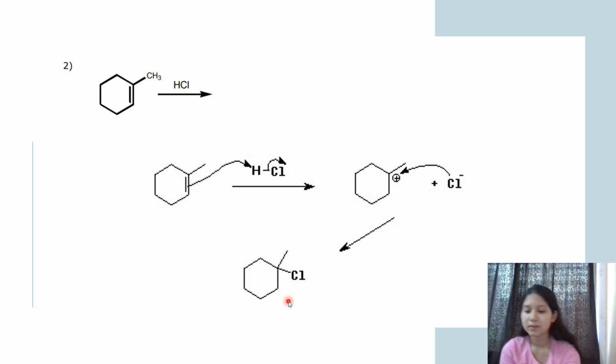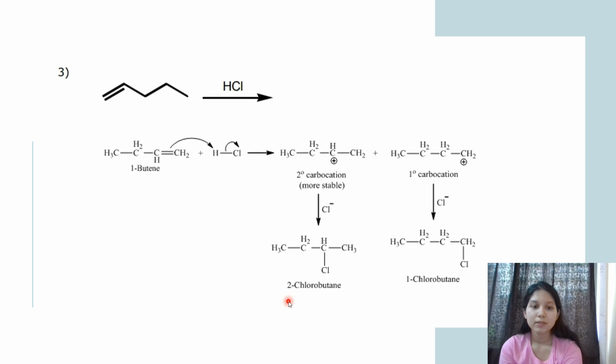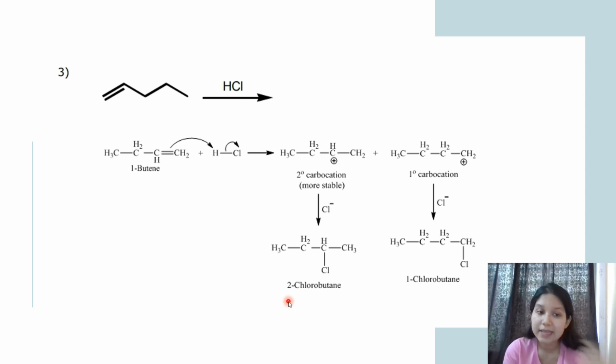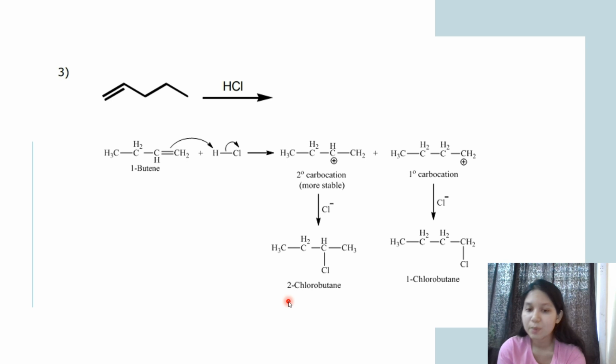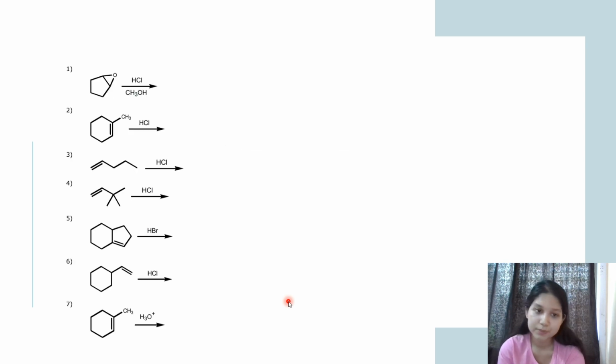neutral saturated product. Then we also discussed how this acyclic alkene moiety reacted with hydrochloric acid, and we saw that here as well the more stable carbocation, the secondary one, was formed.